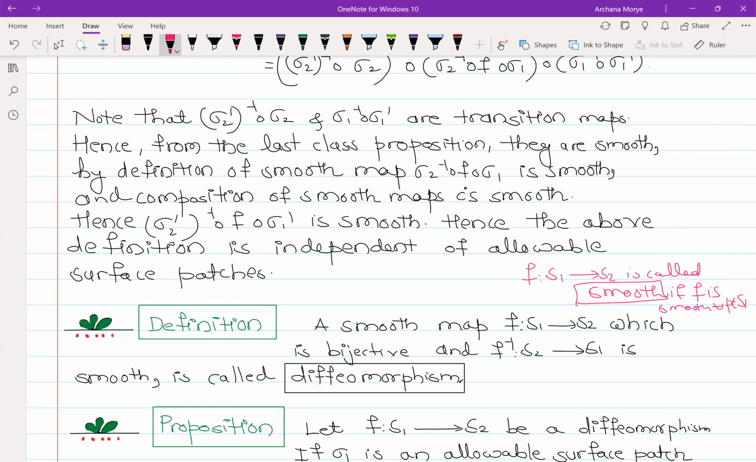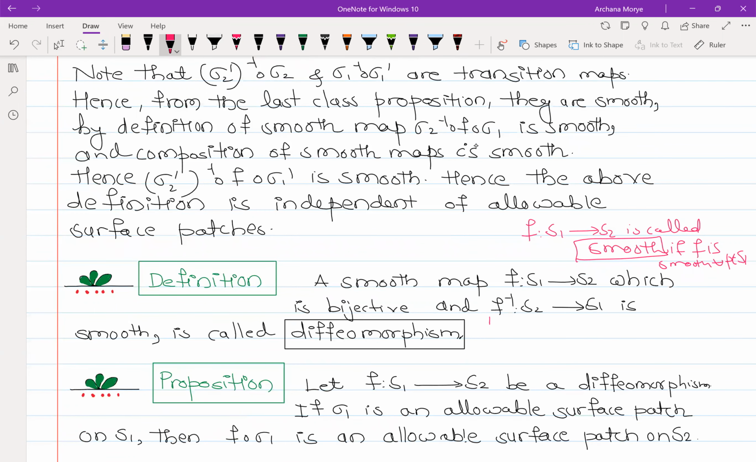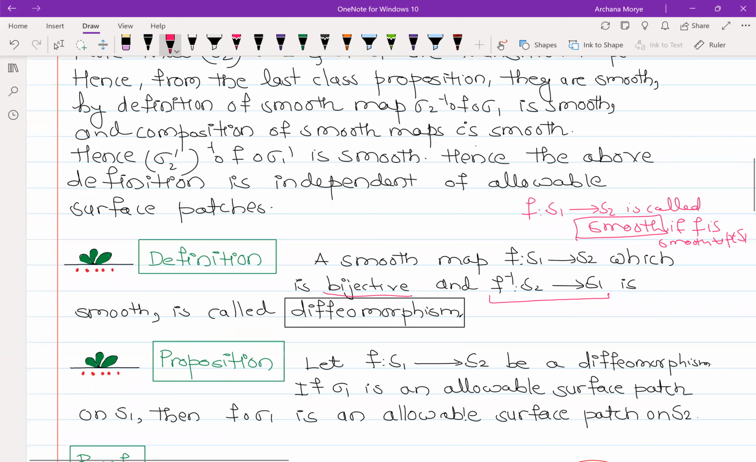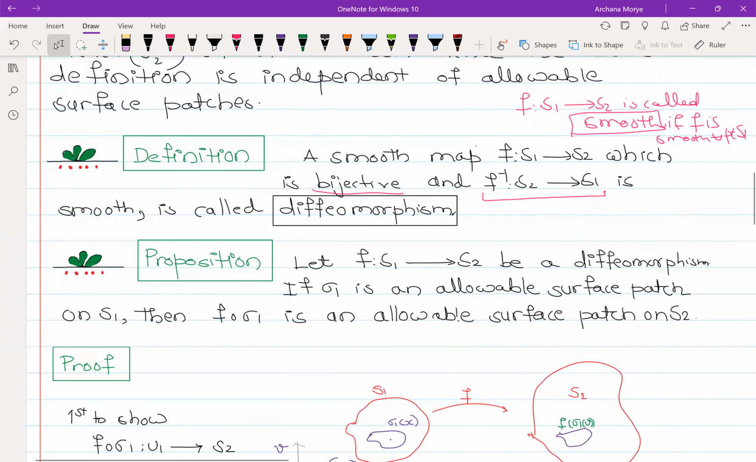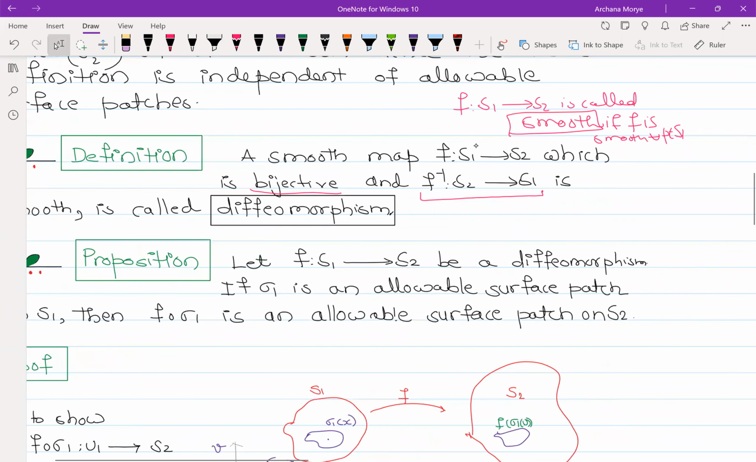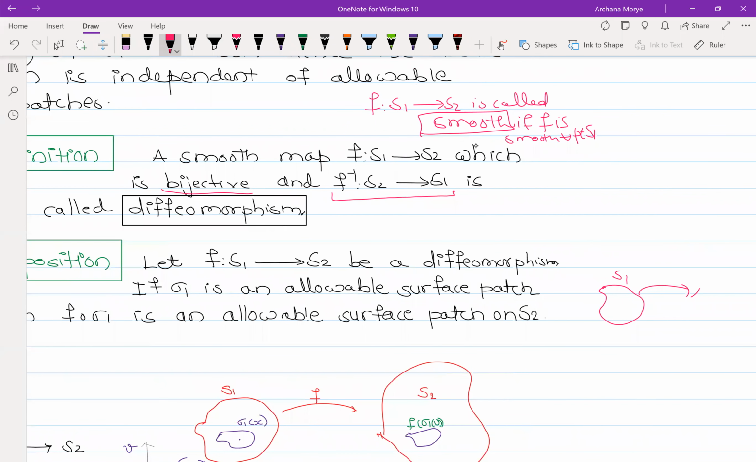A smooth map is called a diffeomorphism if f inverse is also there. So it is bijective, and whenever we have a bijective map we have f inverse, defined from S2 to S1. If this map is also smooth, then we call f a diffeomorphism. Suppose you have some patches. This is a very simple, immediate thing, but sometimes we use this fact.